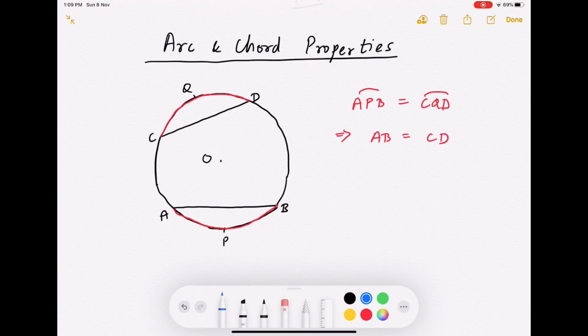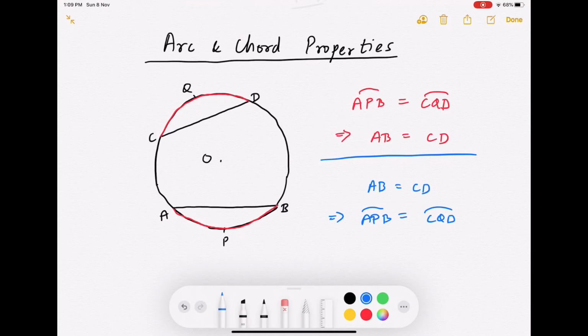Even the opposite is true. If I knew that the chords AB and CD are equal, then that also means that the corresponding arc APB will be equal to the arc CQD. So this is one property related to arcs and chords.